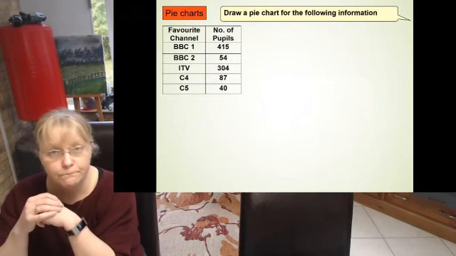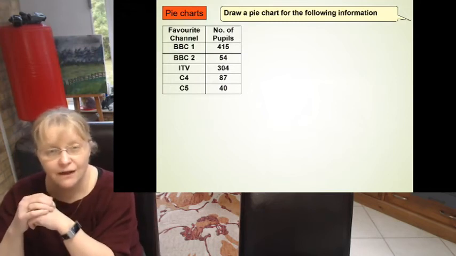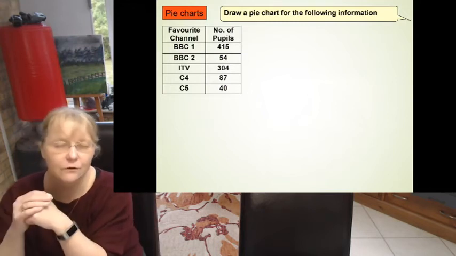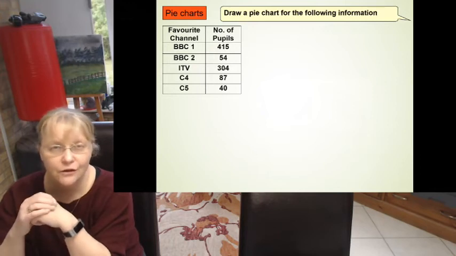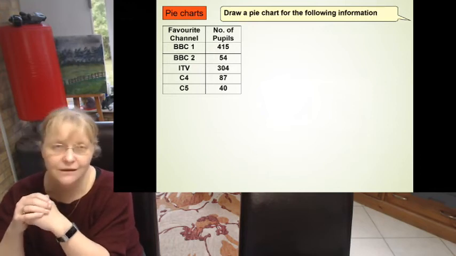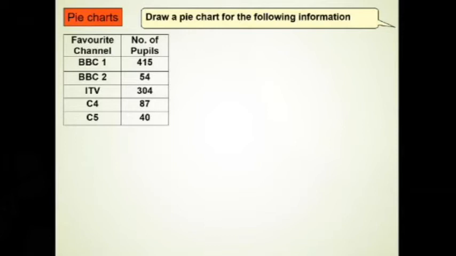Okay, here's another pie chart. Now, using the same steps that I showed you in the last one, try and draw this one. So pause now and see how far you can get.